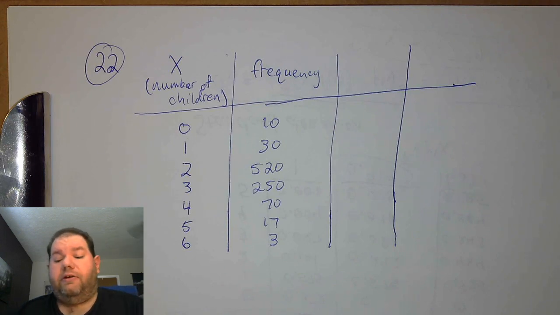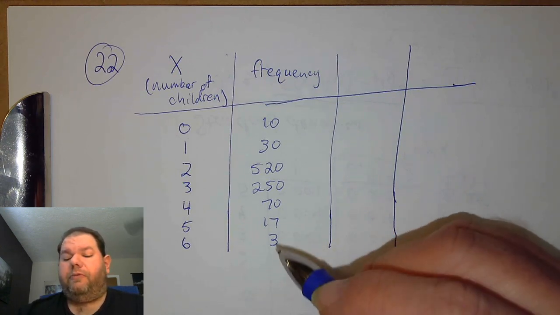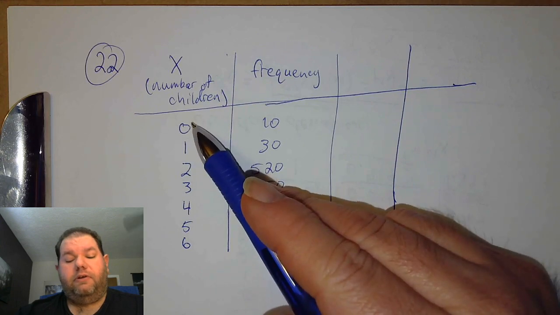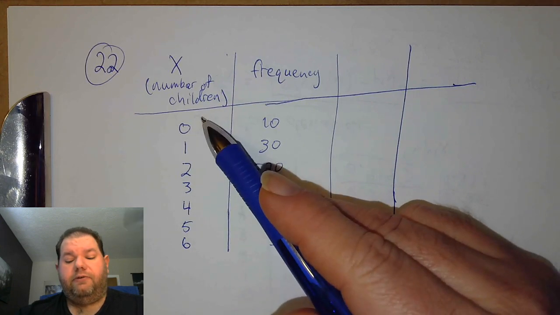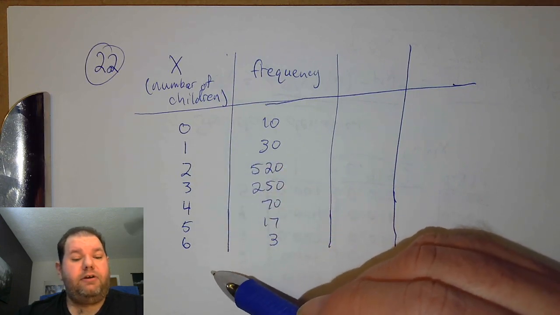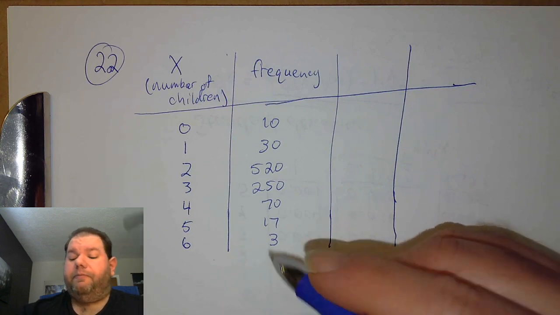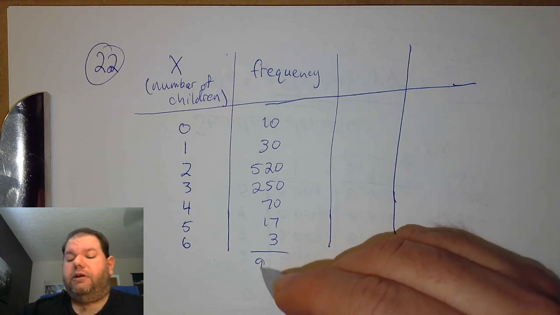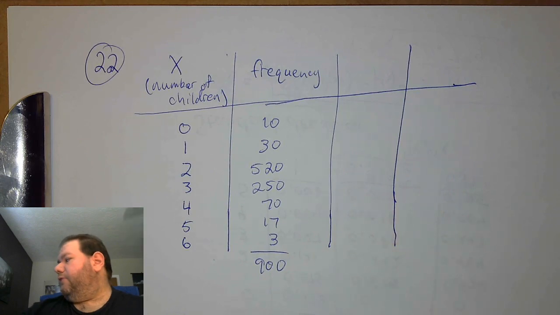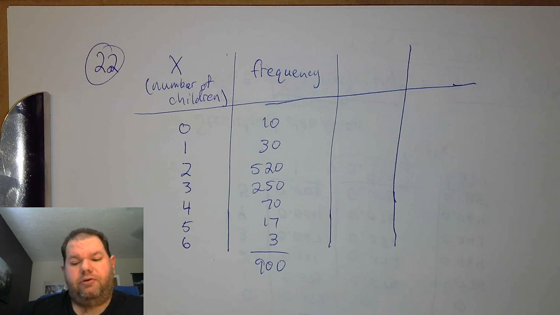So, first thing we need to do here is go ahead and create the probability distribution. Now, these are our discrete values, 0 through 6, the responses that are given in the survey. And we know that 900 adults were surveyed, so we don't have to add up this column, thankfully. But if we do add these numbers together, it should equal 900 nonetheless.